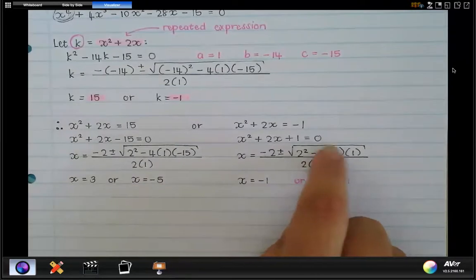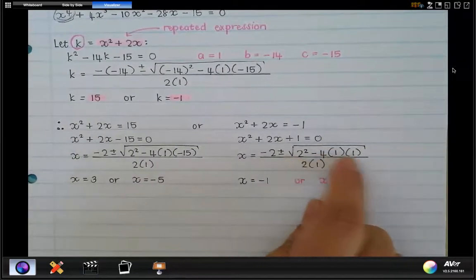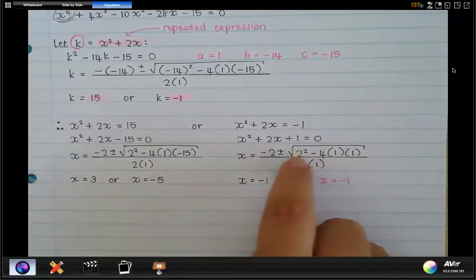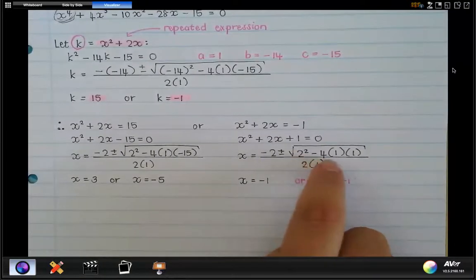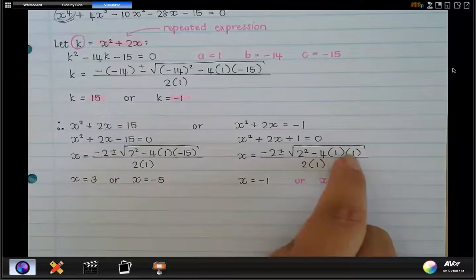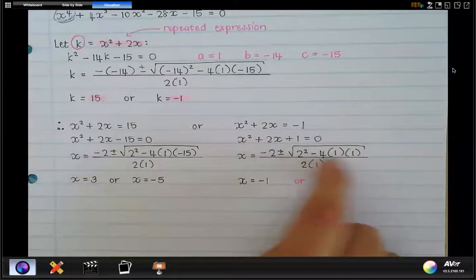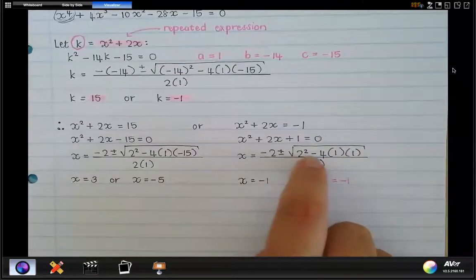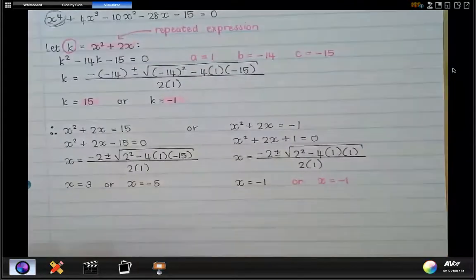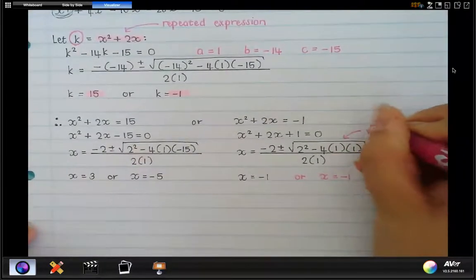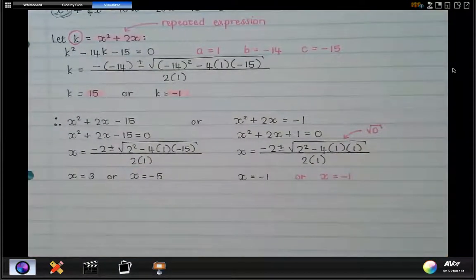The reason for that is because if we look at the value that is under the square root here, 2 squared is 4, minus 4 times 1 times 1, which is 4. So essentially the value that we're finding, which is this delta, remember, is 4 minus 4, which is 0. So this is actually the square root of 0. And we all know the square root of 0 is just 0.